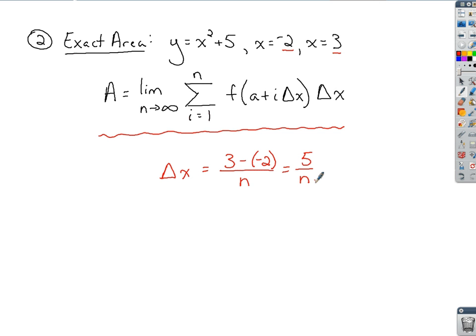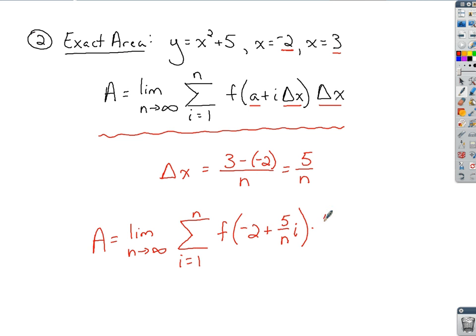Now we start substituting into our limit for a Riemann sum. We know what delta x is. We know that's 5 over n. a represents where this interval starts, so a would be -2. If we substitute all that into our form here, that would be our form for our initial step to help us find this limit of a Riemann sum, which ultimately will give us our exact area.